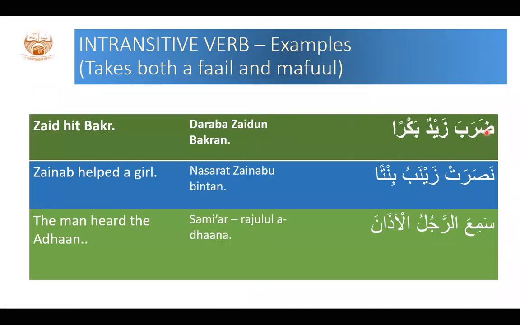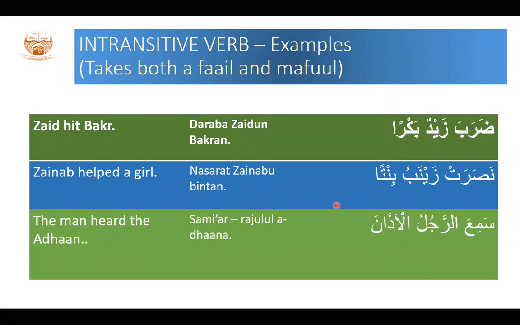You have, for instance, Daraba Zaidun Bakran. Zaid hit Bakr. This verb is what type of verb? A transitive verb, because we can take a direct object, Bakran. Who hit? Zaid hit. Who did Zaid hit? Bakr. So therefore, Bakr is the direct object. It makes the verb a transitive verb, al-fi'lul muta'addi.